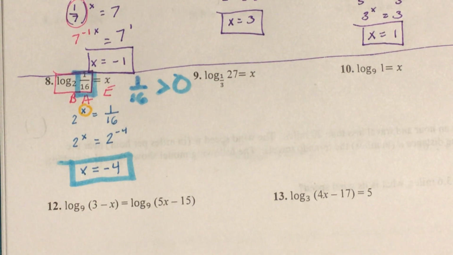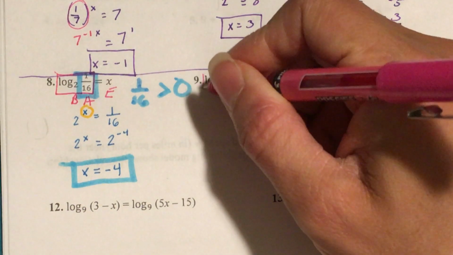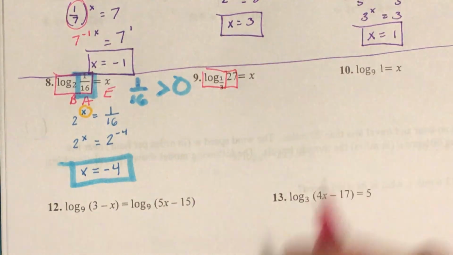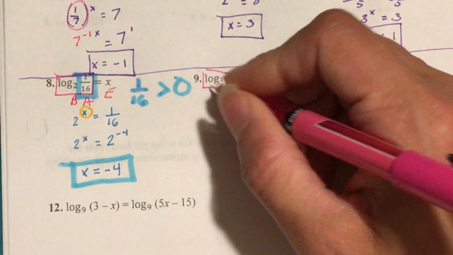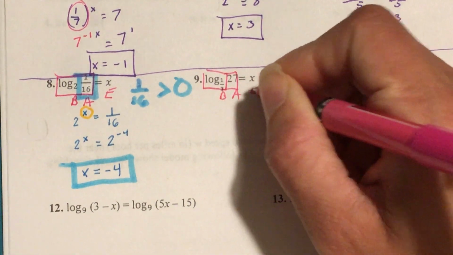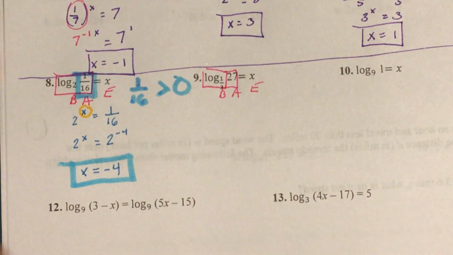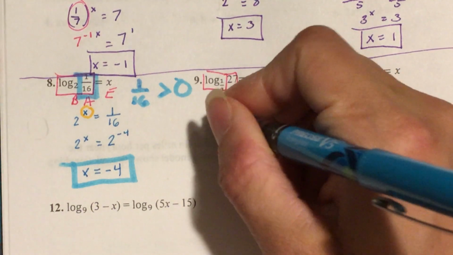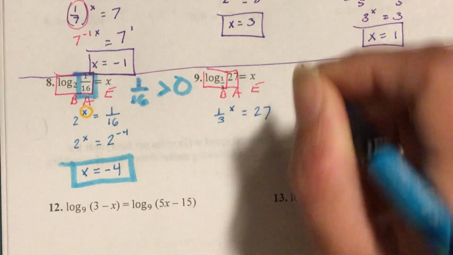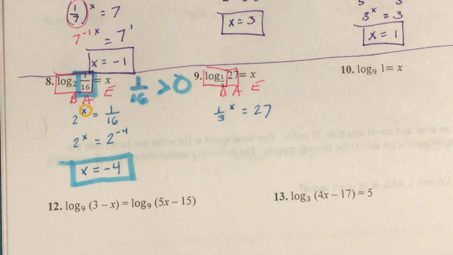Alrighty, so looking at number 9, how many logs do we have? We have a single log in this equation, and it is isolated. So to solve this log equation, we are going to put it in exponential form. So we think of the elephant holding that log in his trunk with his big animal ears. So our base is 1/3. Our exponent is x, and our answer is 27.